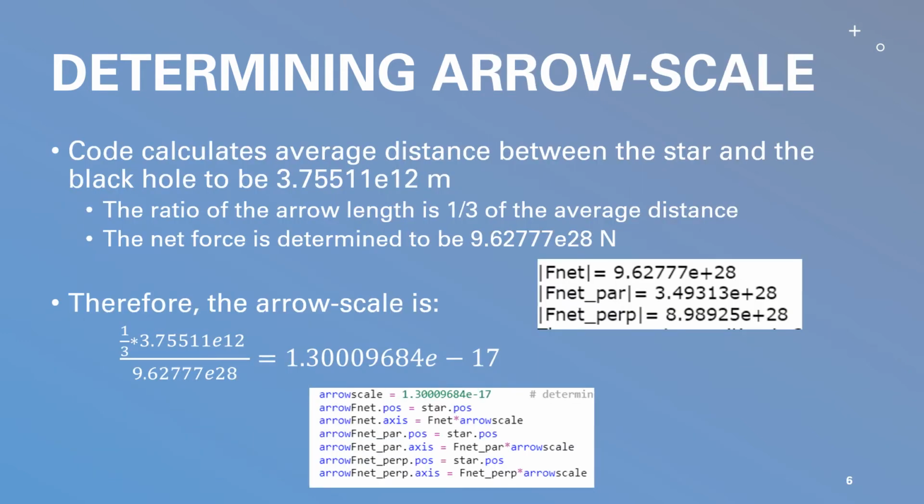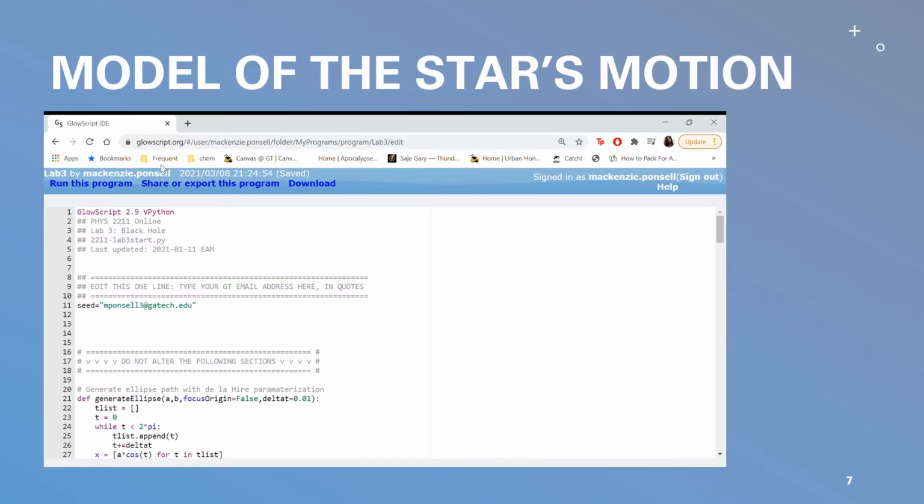Our code calculates an average distance between the star and the black hole to be 3.75 times 10 to the 12th meters. The ratio of the arrow length is 1/3 of the average distance. The net force is determined to be 9.627 times 10 to the 28th newtons. Therefore, our arrow scale is given to us as 1.3 times 10 to the negative 17th. We will now run the code to see the model of the star's motion.